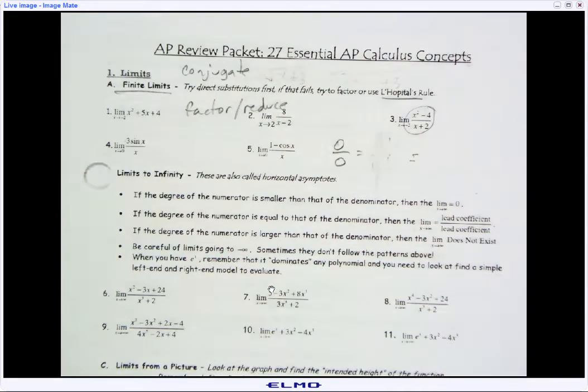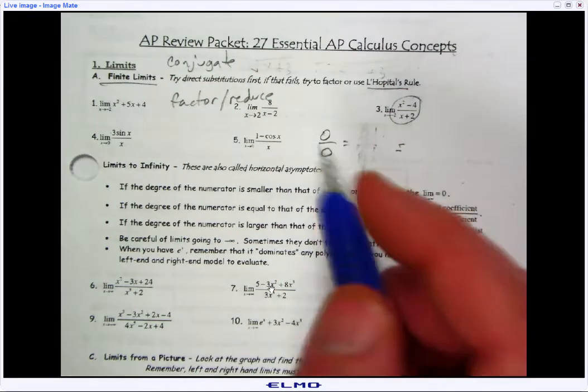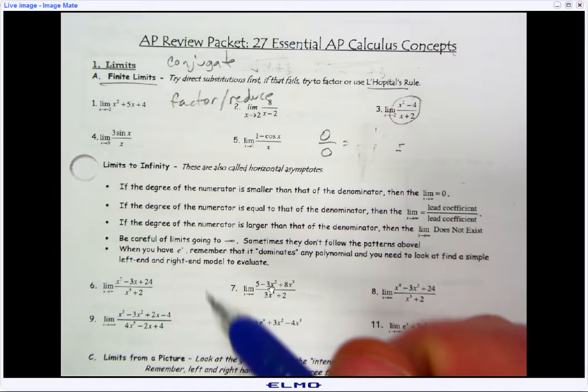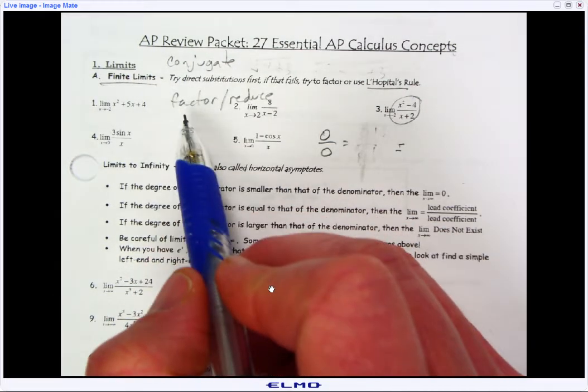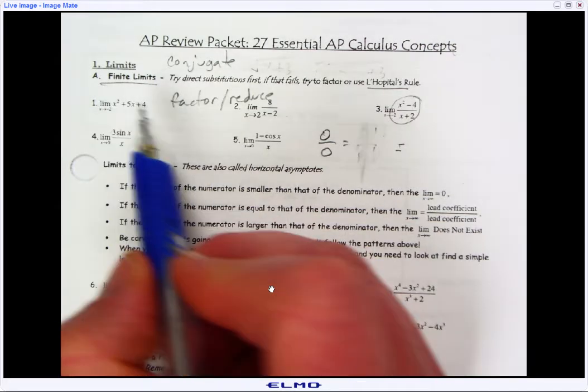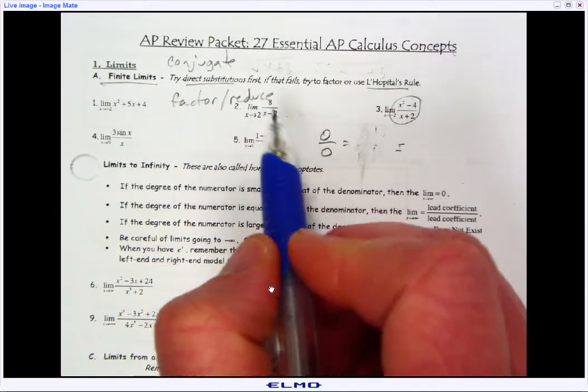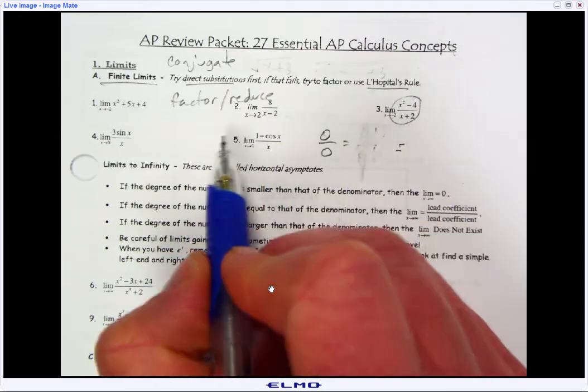So this is going to be your Fast and Furious review, especially for those of you that aren't in the review class. There's several concepts on here that we can go through. Start out with limits, and there are finite limits. This says try direct substitutions first. Very rarely does that work as getting a limit.